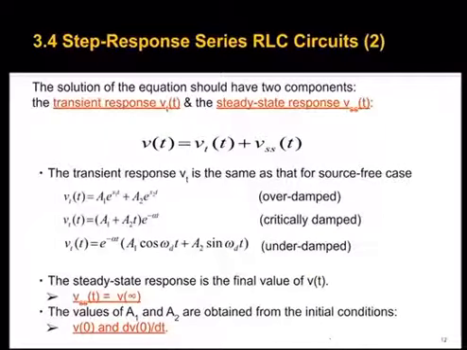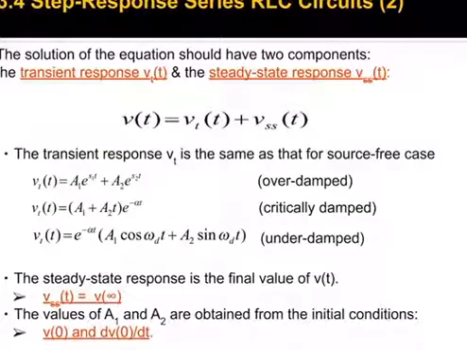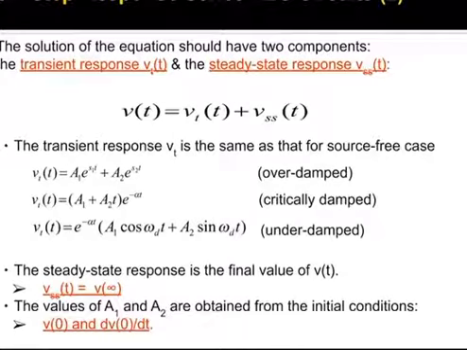Now the solution to this equation should have two components. One is the transient response, v_t(t), and the other one is the steady state response, v_ss(t). Okay, so if you combine in terms of the equation, it should give you v(t) equals v_t(t) plus v_ss(t). Right? So the transient response is what you have learned in the three cases: the overdamped case, the critically damped case, and also the underdamped case, whereas the steady state response is actually the final value of v(t).